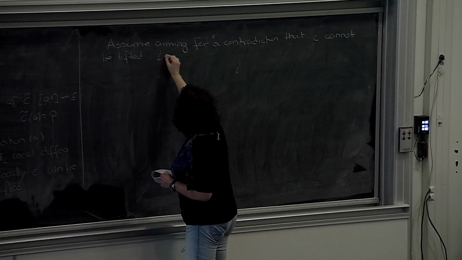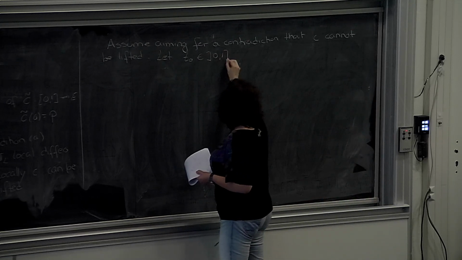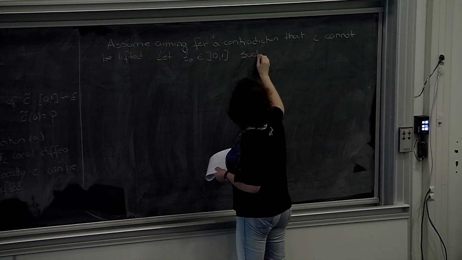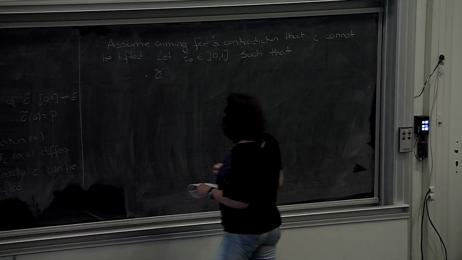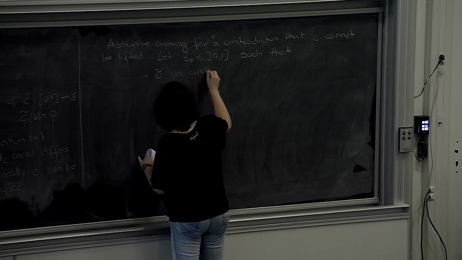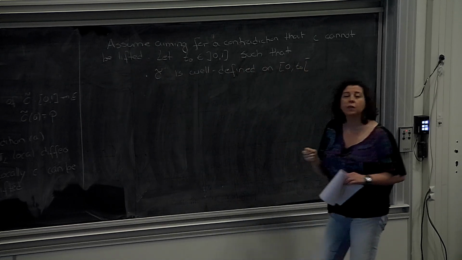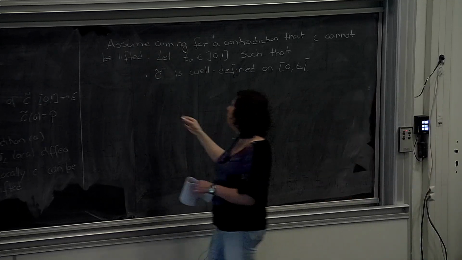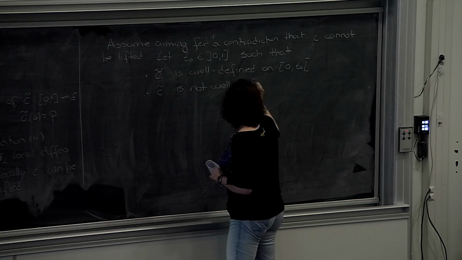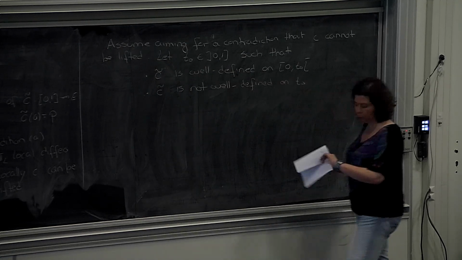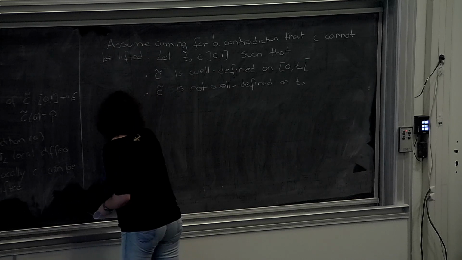Okay, so let T0 be the first element on (0, 1) such that C tilde, this local lifting, is well defined from 0 to T0 and not on T0, okay? And C tilde is not well defined on T0, okay?